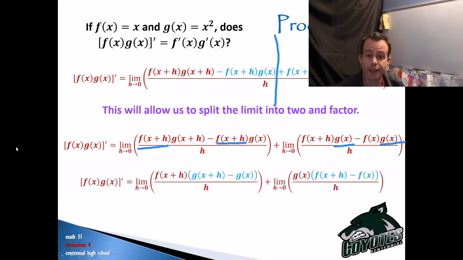Okay, so I factored the f of x plus h out, and that left me with the g of x plus h minus g of x, sorry. And then on the other guy, I factored the g of x out, and that left me with f of x plus h minus f of x.